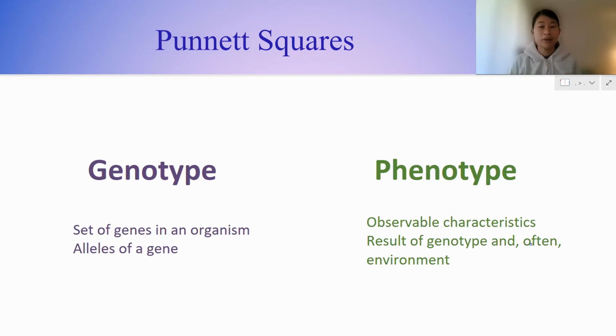Next we have phenotype, and this is going to be the things that we can see, so the observable characteristic. What we can see, what results from that genotype and the organism's interactions with the environment.